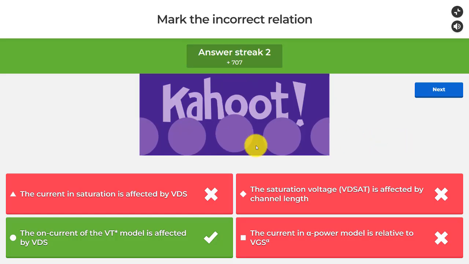So going back to our Kahoot, we see that the current in saturation is affected by VDS, and that is taken into account by the channel length modulation. The saturation voltage, VD-sat, is affected by channel length. And yes, saturation voltage we saw is a parameter of the channel length. The current in the alpha power law model is relative to VGS to the power of alpha. That's exactly what the alpha power law model is saying, but the on current of the VT star model is not affected by VDS because VDS is assumed to be a constant VD-sat. So that is our answer of the incorrect relation.